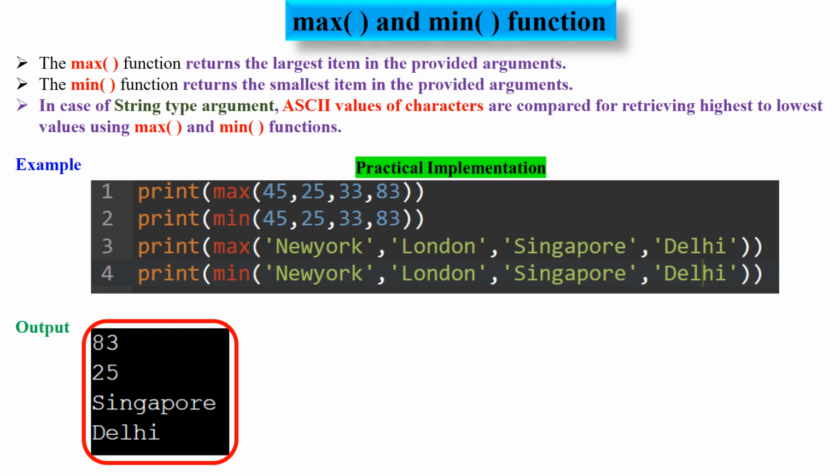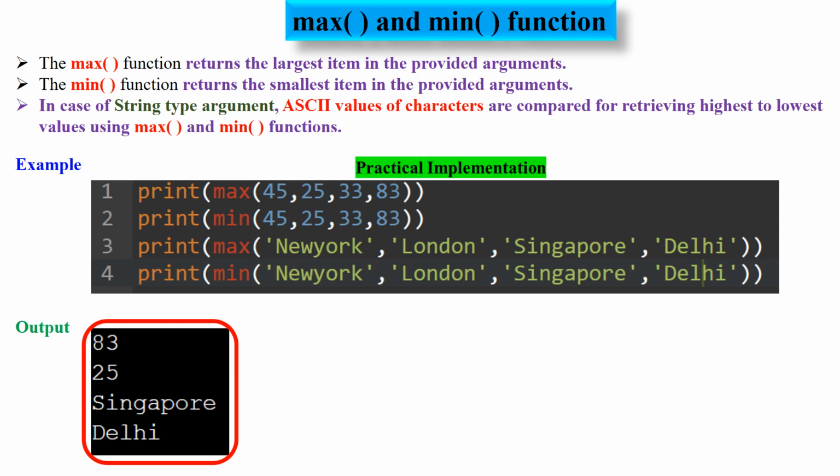In line 1, the max function is called with the arguments 45, 25, 33, and 83. The max function compares the values and returns the largest value among them, which is 83, and is printed. In line 2, the min function is called with the arguments 45, 25, 33, and 83. The min function compares the values and returns the smallest value among them, which is 25, and is printed.